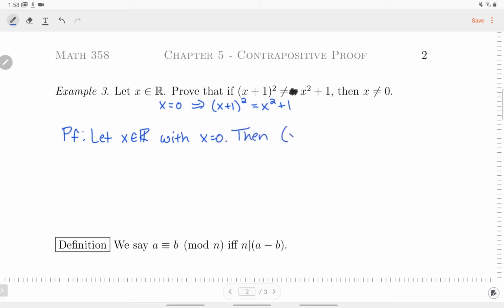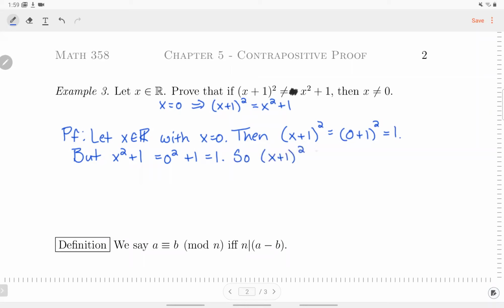Then x plus 1 squared equals 0 plus 1 squared equals 1. But x squared plus 1 equals 0 squared plus 1 equals 1. So x plus 1 squared equals x squared plus 1. Done. Again, you could add the statement: so by contraposition, if x plus 1 squared is not x squared plus 1, then x is not 0. You could write that statement in.